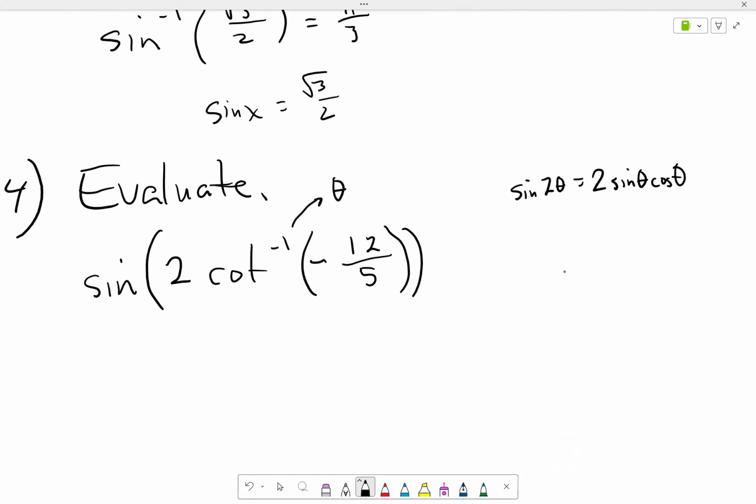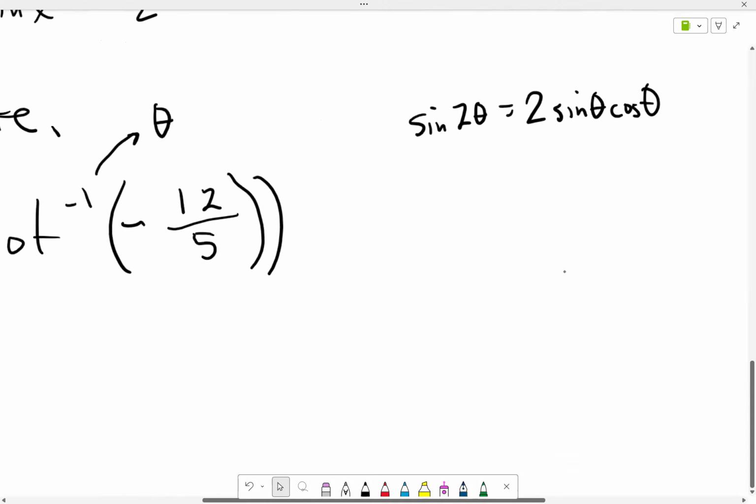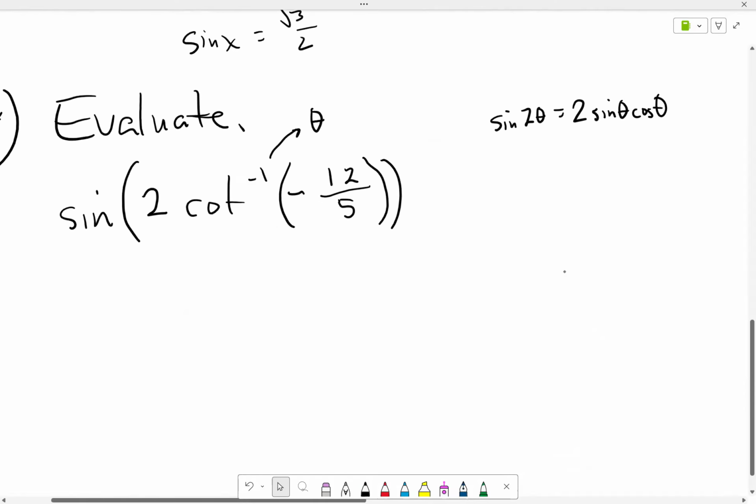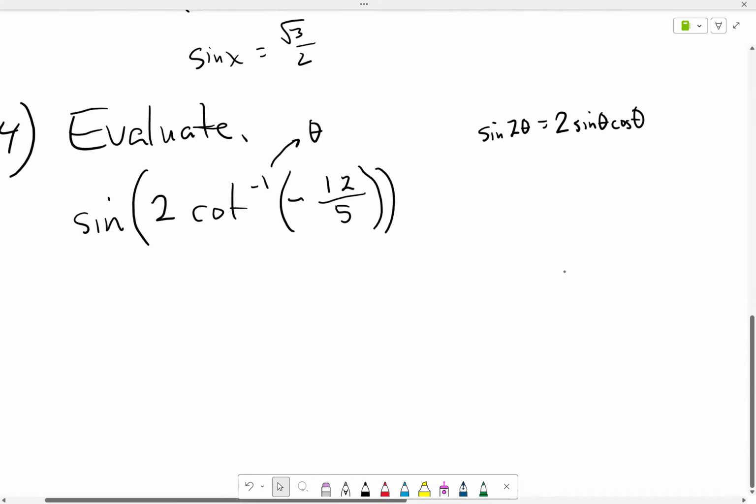Before we continue, are we comfortable with this equation? If you weren't here, it may be a problem for you, but for those of you who were here, hopefully you've practiced that enough. You can solve for sine theta by saying that, based on the cotangent, sine theta is negative 12 or 13. Wait, where would that come from?